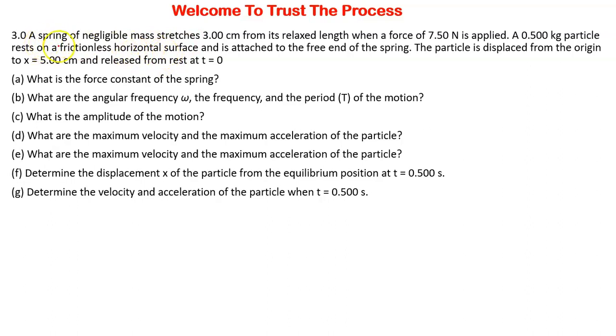The first sentence here is saying there is a spring and there is nothing on that spring. All we know is that on this spring there is a force of 7.5 Newton that was applied, and this force was causing some extension of 3.0 centimeters. So the first question is, what is the force constant of the spring? When they say the force constant, it is the same as finding the spring constant, or they might also say the stiffness of the spring.